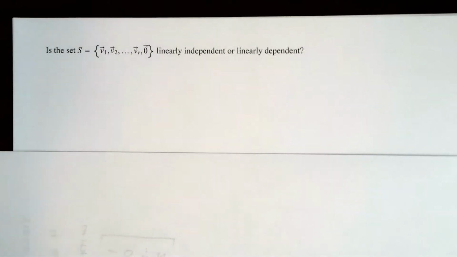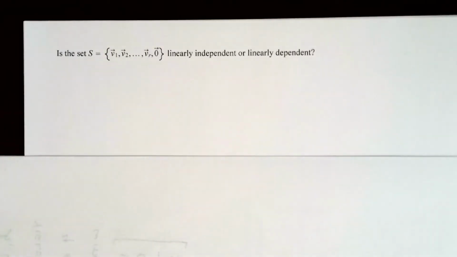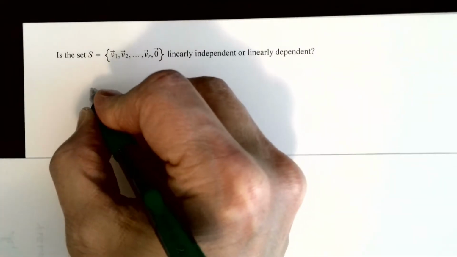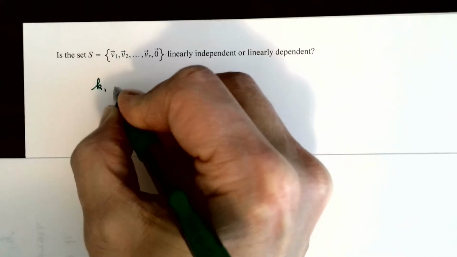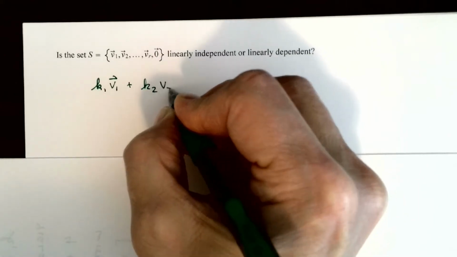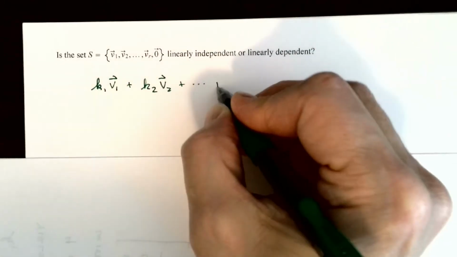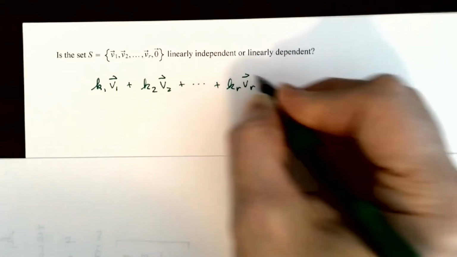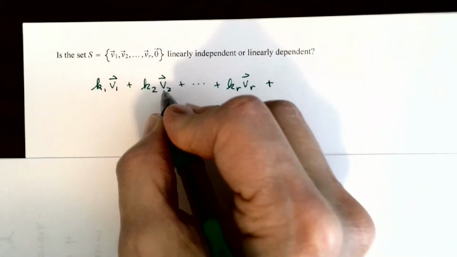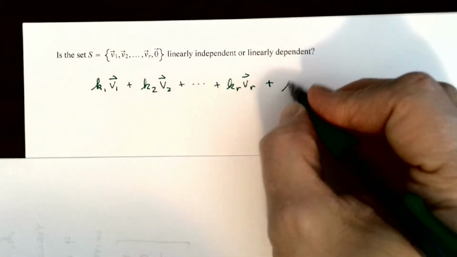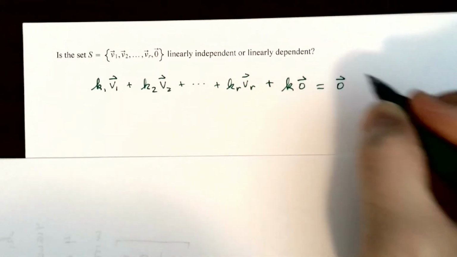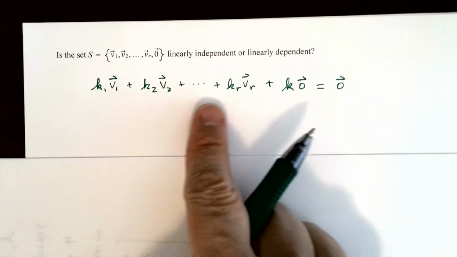We won't look ahead. Let's see how we can answer this question and understand what's going on here. So again, what have we done to determine linear independence so far? I take a linear combination of the vectors in the set. So I'm going to do that this way, all the way to KR VR, and then I need to add some scalar multiple of the zero vector. I've got K1 for V1, K2 for V2, KR for VR. I'll just call this K, just K times 0, equal to the zero vector. So what do we do to determine linear independence?